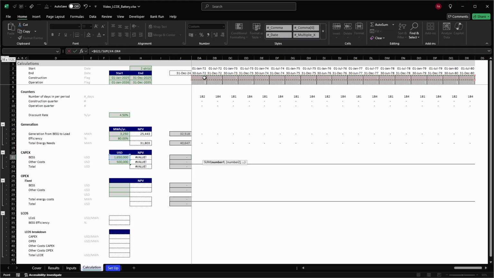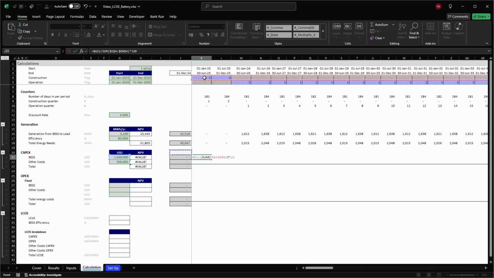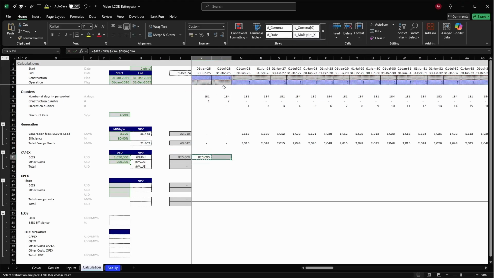I'm going to sum everything, and I'm going to press F4 here. I'm going to close brackets, times, and then I need also to multiply by the flag, right? So what's going to happen? Let me show you guys.